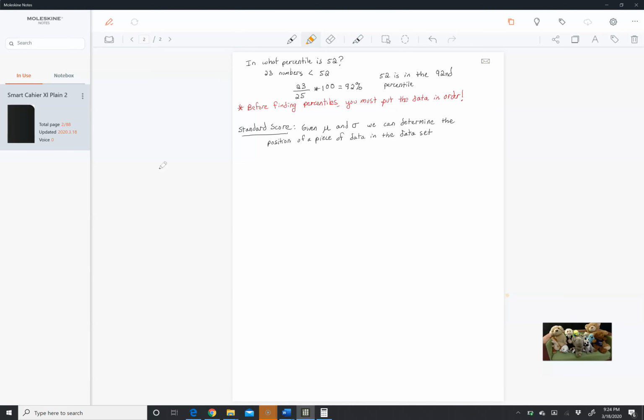Okay, this has two, we can describe it in two ways. It's the standard score or the z-score. What we're doing is, instead of finding a percentile, we're finding how many standard deviations away from the mean we are. So the number of standard deviations away from the mean.